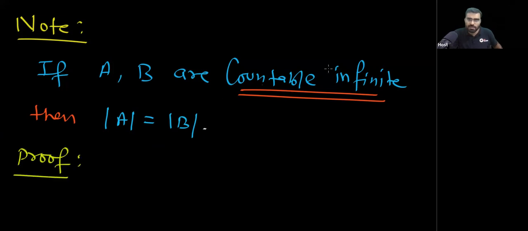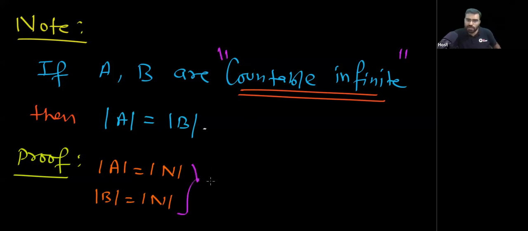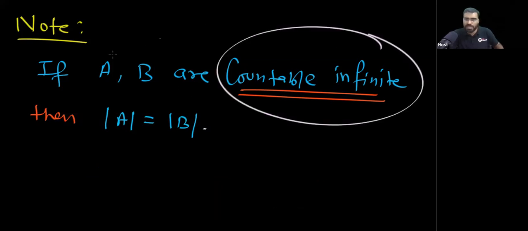The proof is simple. Because they are countable infinite. Since A is countable infinite, so that means this will happen. And B is countable infinite, so this will happen, right? Agree with me? Yes or no? And from here, you can easily notice that they have the same size. So if A, B are countable infinite, then they have the same size. Agree? Please tell me.